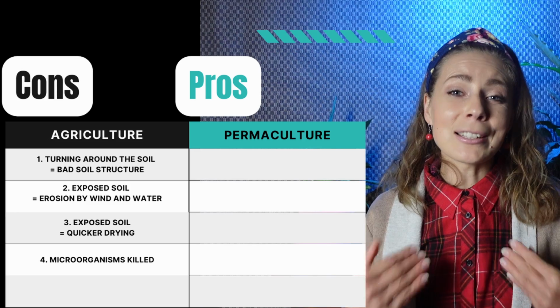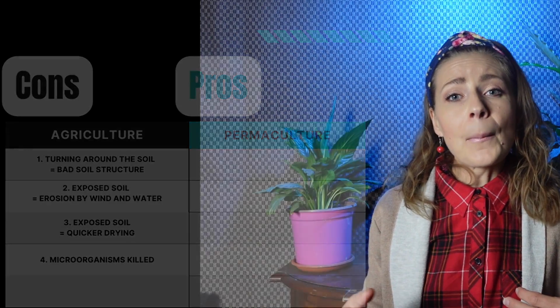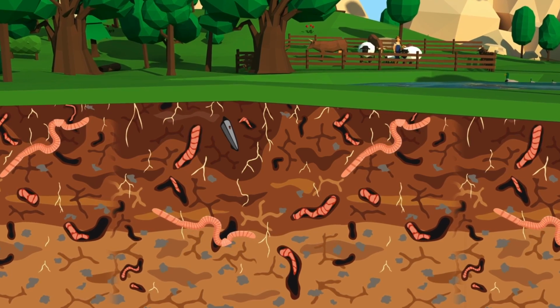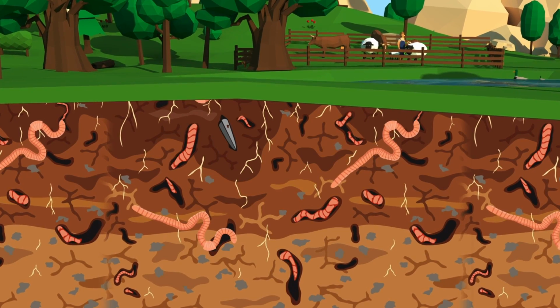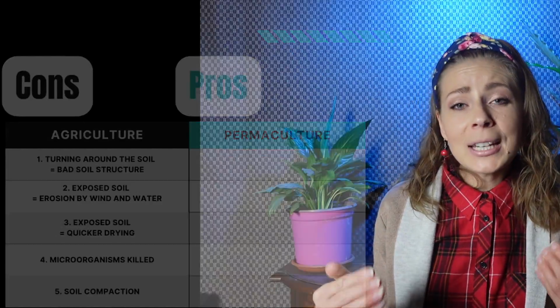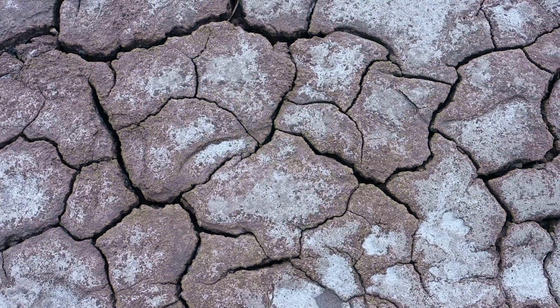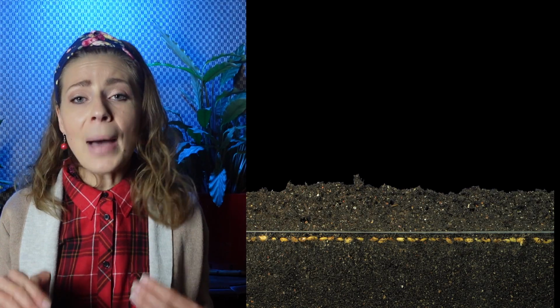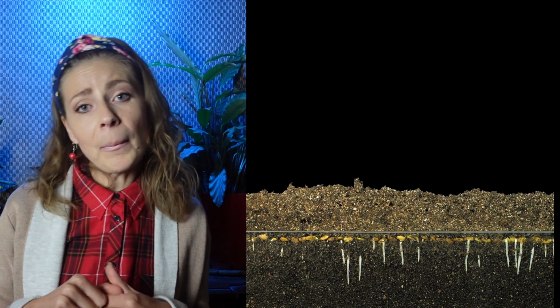And number 4, plowing also disturbs and destroys soil microorganisms that contribute to nutrient cycling, organic matter decomposition, and overall soil fertility. And number 5, continuous plowing can lead to soil compaction, especially if heavy agricultural machinery is used. And compacted soils have poor aeration and water infiltration, which can negatively impact plant root development.